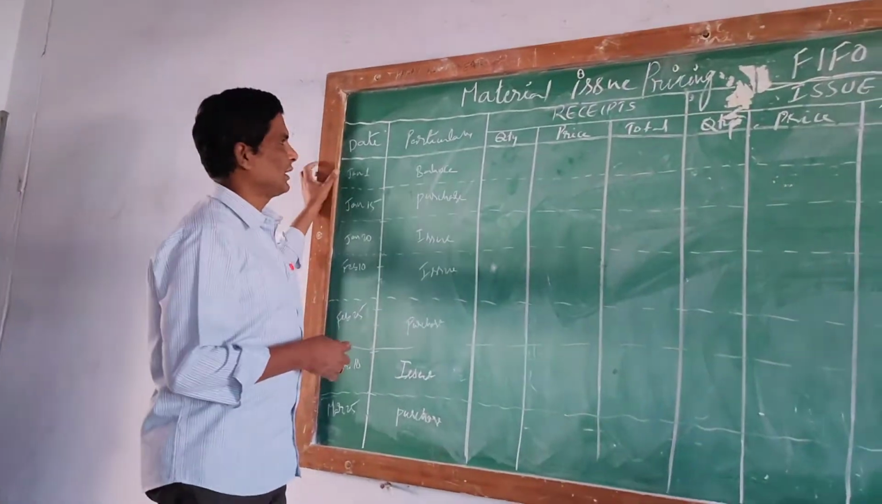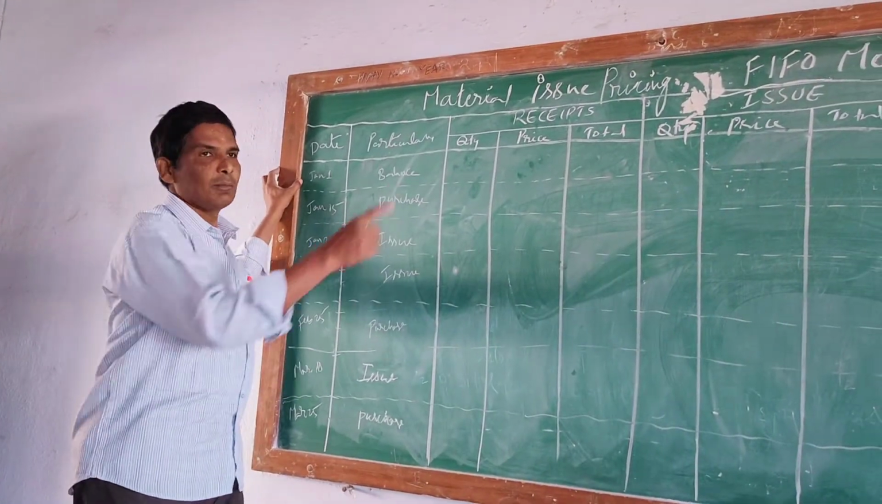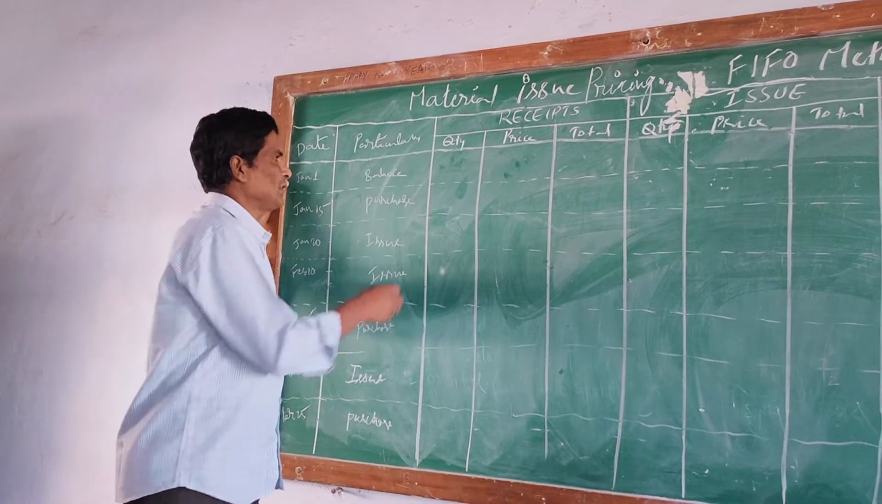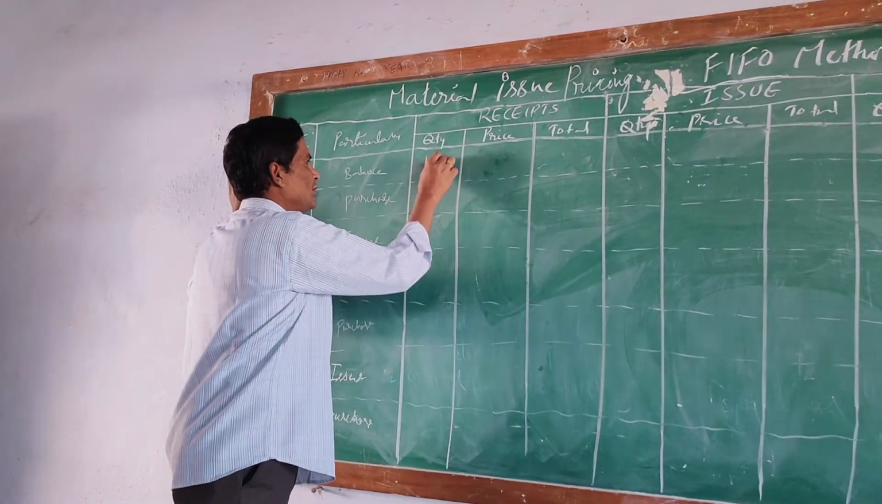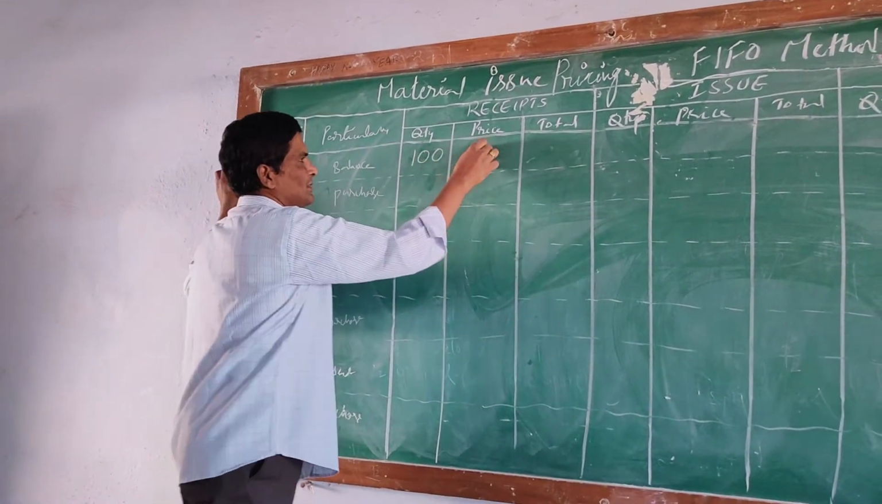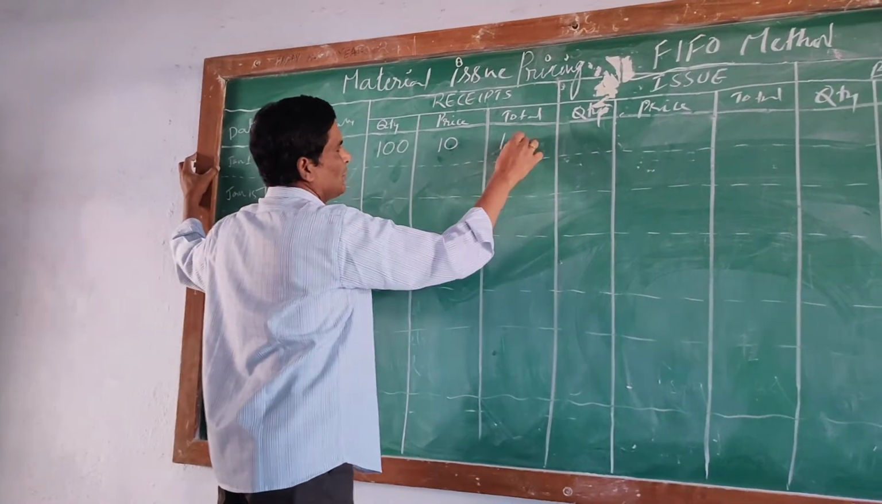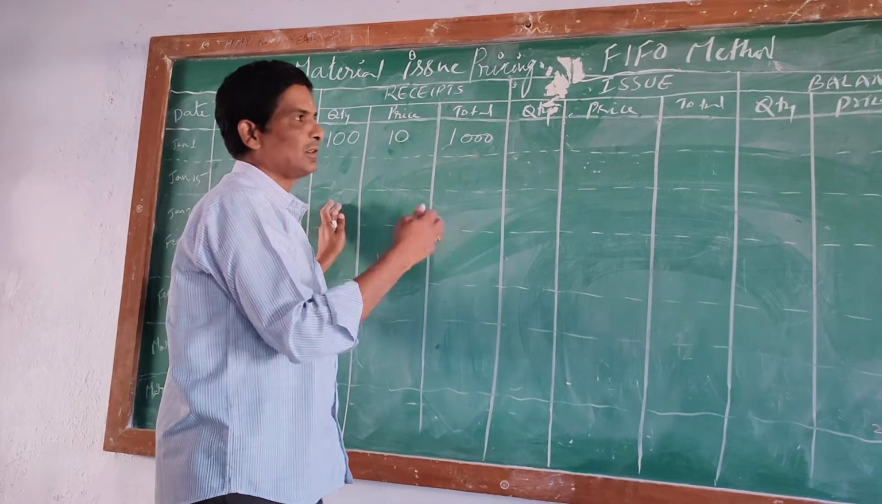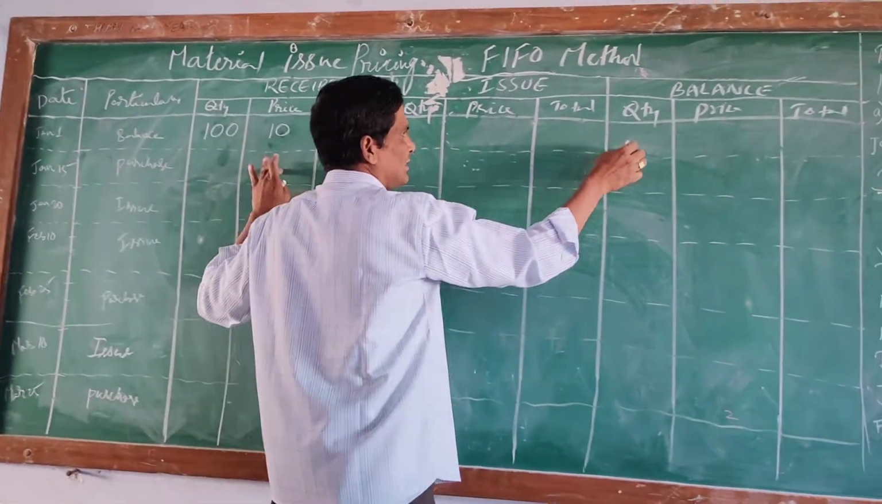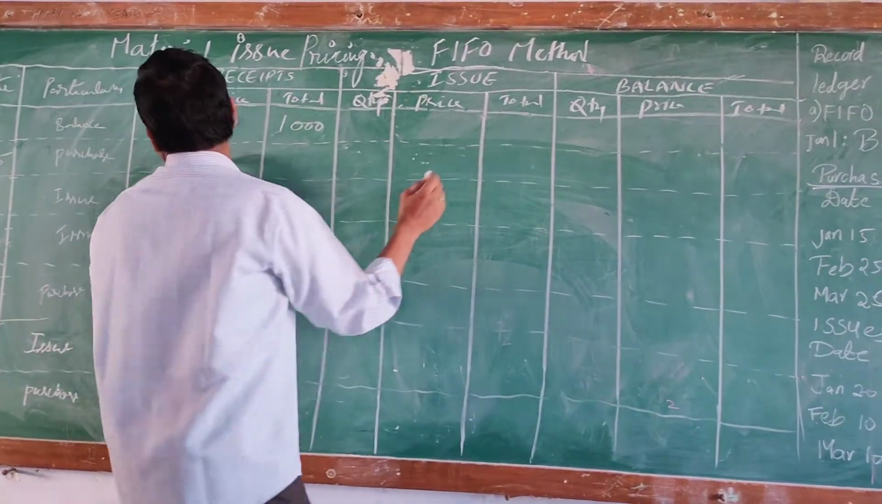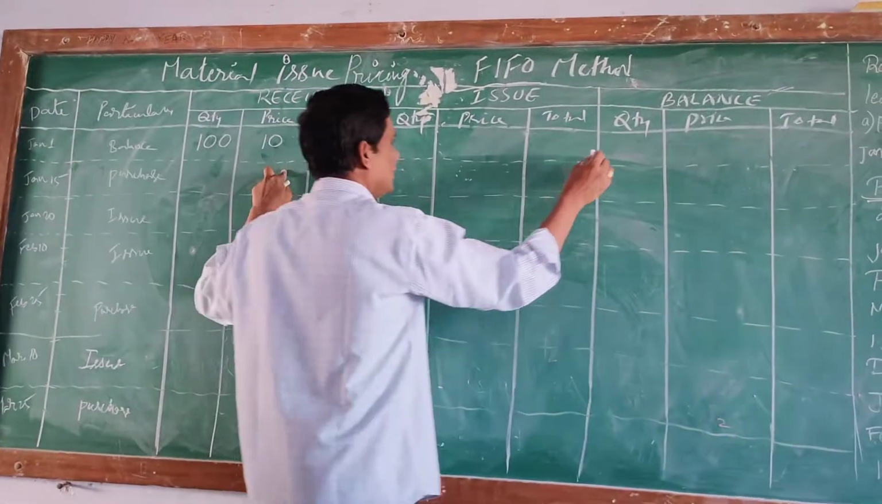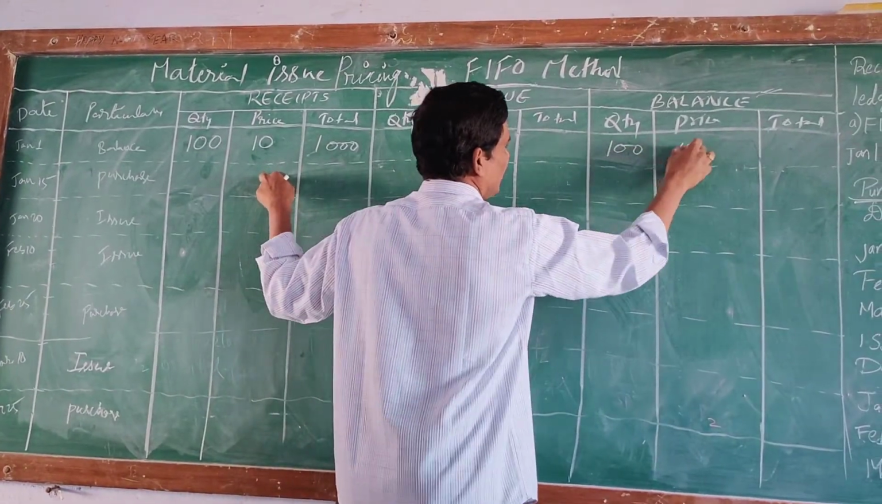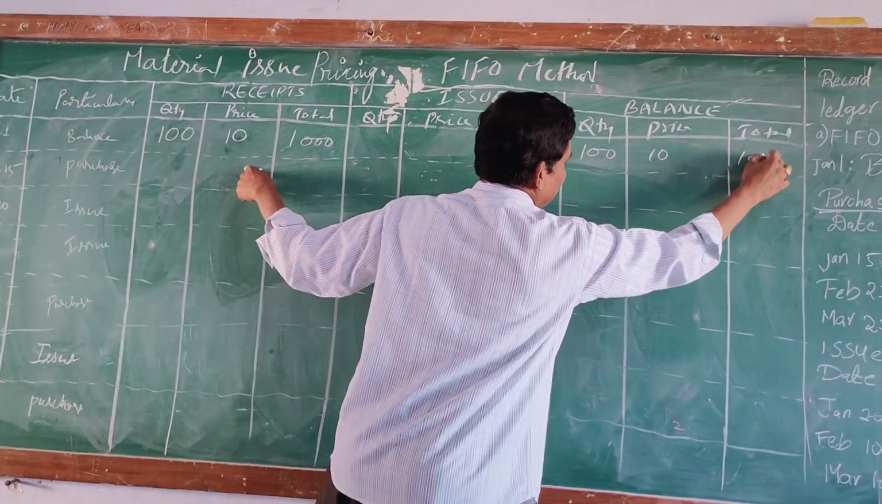See, first on January 1st we have the opening balance. How much opening balance do we have? We have 100 units at 10 rupees, that is 1000 rupees opening balance. The same you record in the balance column also. The end balance on January 1st is the same: 100 units at 10 rupees, 1000.